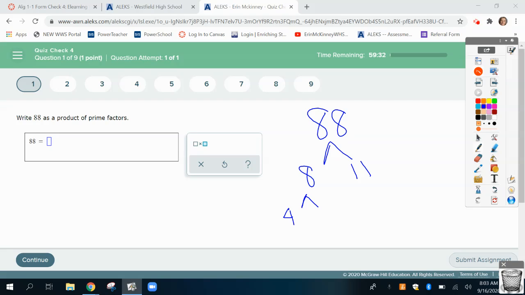So 8 then splits into 4 and 2. 4 then splits into 2 and 2. Remember, we are then going to take every number that is at the bottom of the tree. Okay, so here we have a 2 times a 2 times a 2 times an 11.